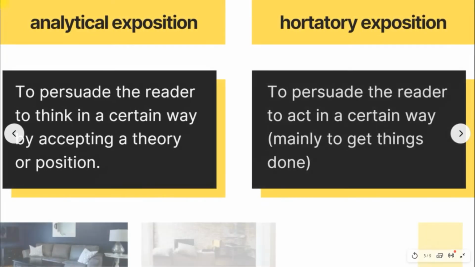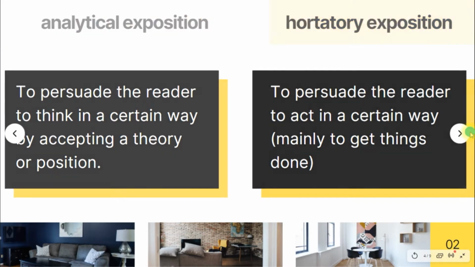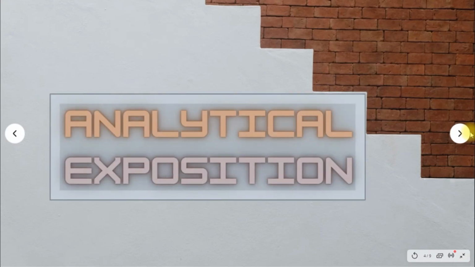There are generally two types of exposition: analytical exposition and hortatory exposition. Analytical exposition is a text to persuade the reader to think in a certain way by accepting a theory or position. Meanwhile, hortatory exposition is a text to persuade the reader to act in a certain way, mainly to get things done. So, the difference between the two types is that the first is about thinking, while the second is about acting. And today's presentation will focus only on analytical exposition.